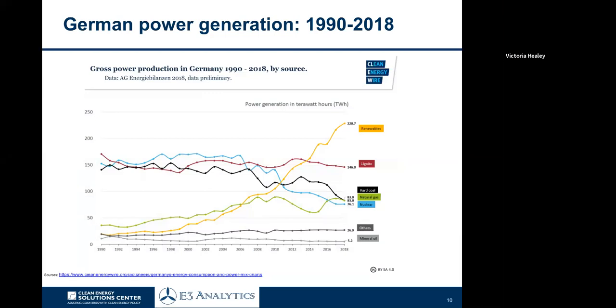Using the example of Germany, you can see here quickly the evolution of different sources of generation in the power mix in terawatt hours over time. German electricity demand has been almost flat since the 1990s. But in the meantime, what has happened is some sources have declined, in particular nuclear and hard coal, while renewables have increased. You see here the share of renewables really picking up rapidly starting around 2004.